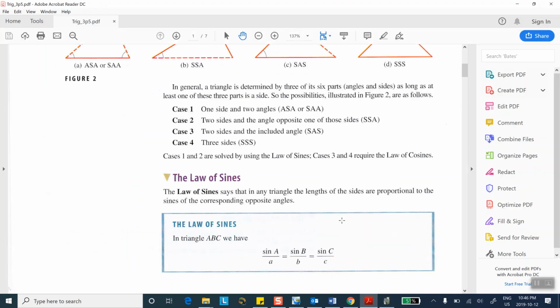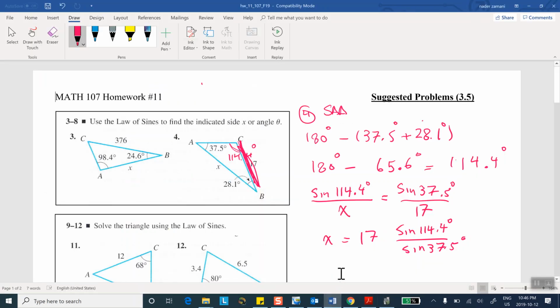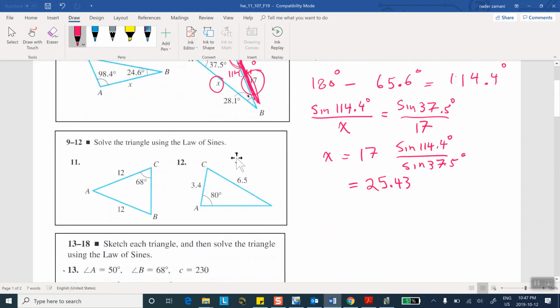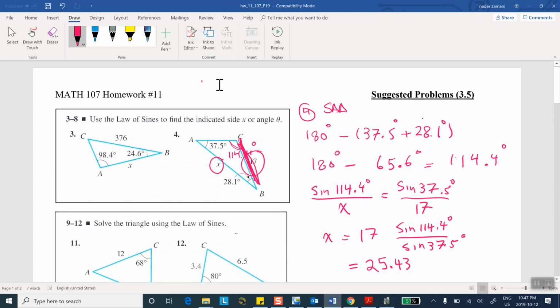25.43. So if you go here, this edge is 25.43 units. If this is, for example, inches, it's going to be this thing also in inches. Okay, so let's move on to the next problem, problem 11.